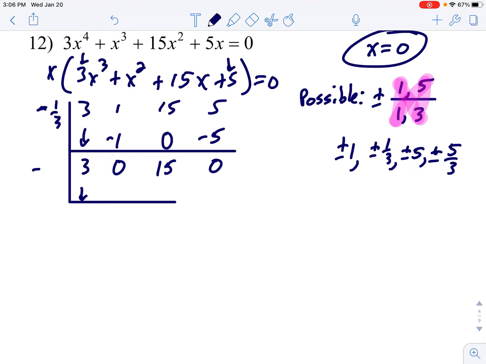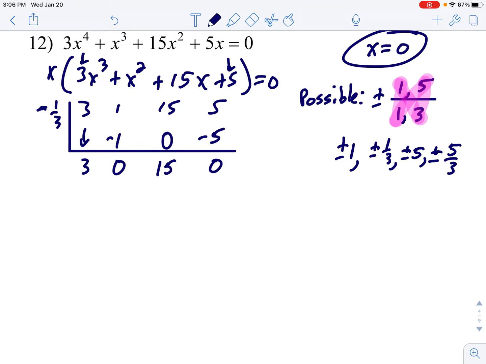Let's try negative 5/3. Bring down a 3. What is negative 5/3 times 3? The 3's cancel, you get negative 5. 0 minus 5 is negative 5. Negative 5/3 times negative 5 is 25/3. 15 and 25/3 does not give us 0. So yeah, everything else failed.